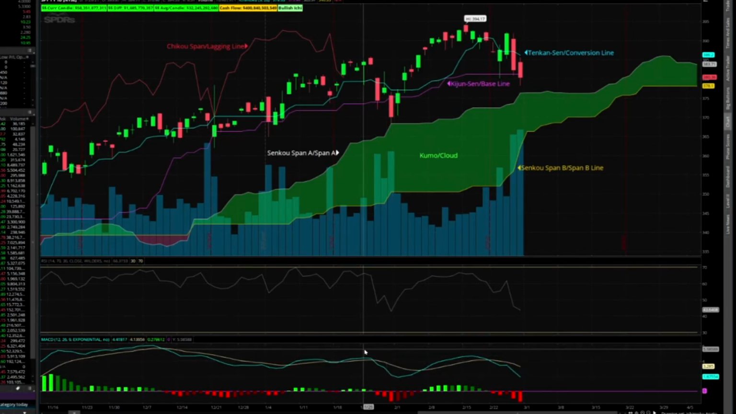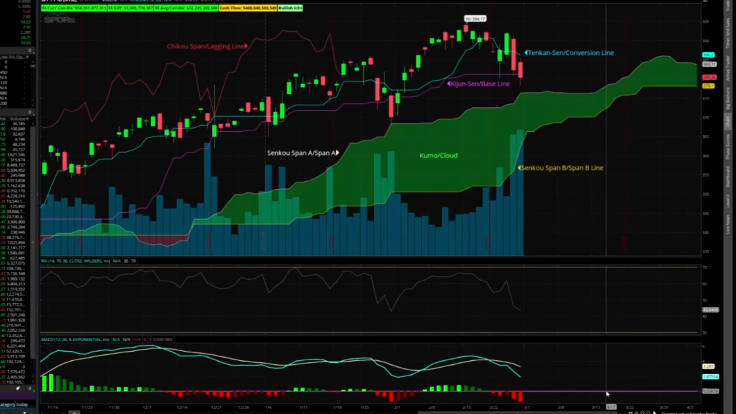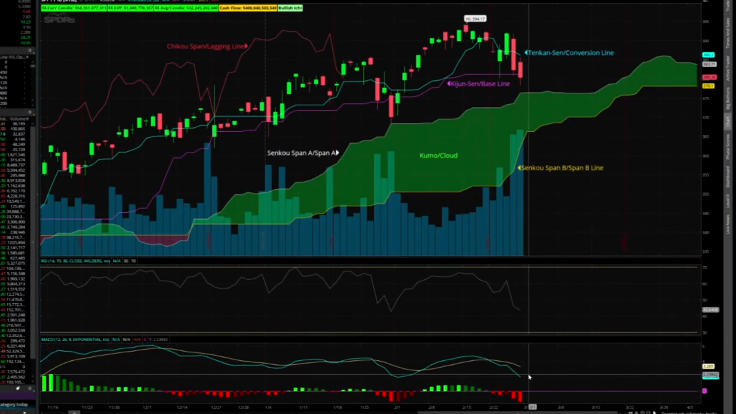So if these two lines are above the zero line, that means overall momentum for the stock is going to be bullish. If these two lines are below the zero line, the purple line, then that means the overall momentum for the stock is bearish in that time frame you're looking at.